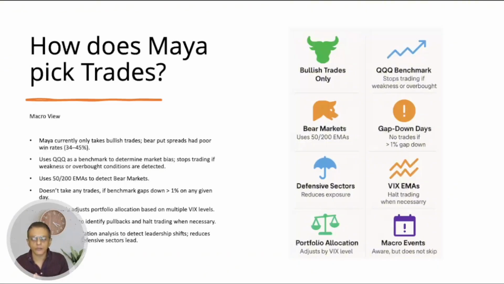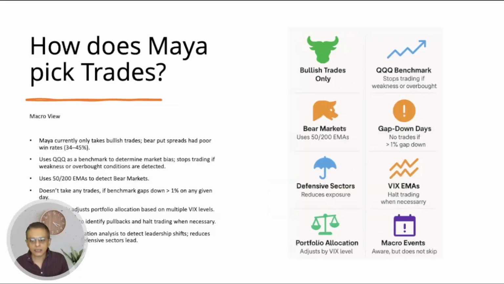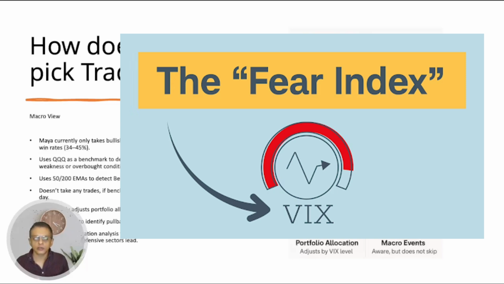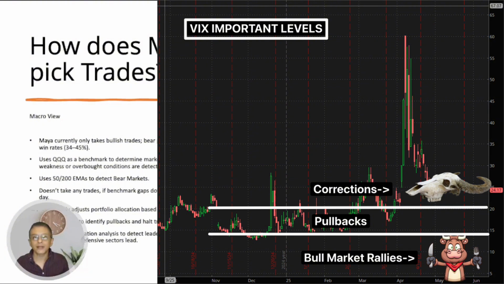It applies some indicators to that to figure out if it's a bull market or bear market. For example, it uses multiple time frame analysis on the charts and superimposes a weekly chart on top of a monthly chart and sees where different time frames are telling it the same story. That's one way of doing it. The other way is it uses VIX, or the fear gauge of the market. It uses different levels of VIX to figure out what exactly the market is doing.